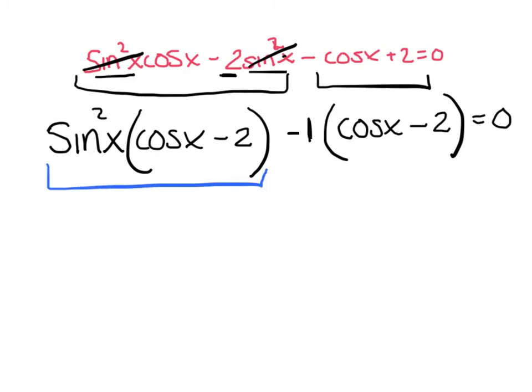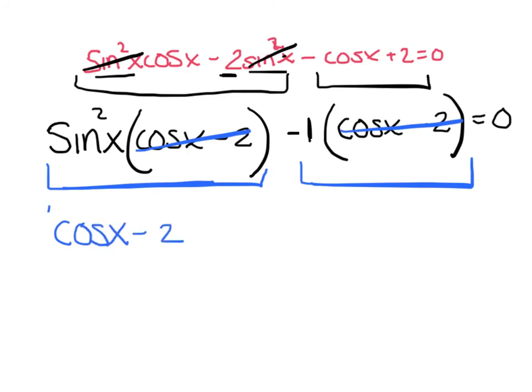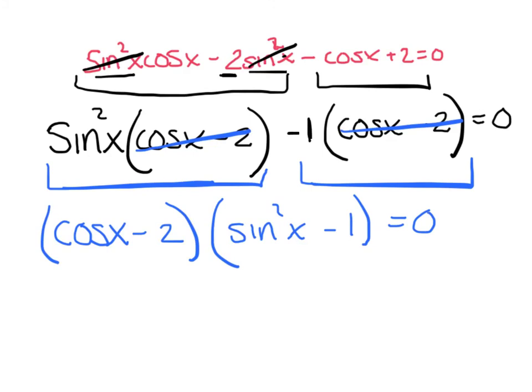Now let's box the left side in and the right side in. What is my third GCF? What does this bracket and this bracket have in common? Hopefully you're saying cos x minus 2. And then the quantity that I would have left would be sine squared x minus 1. Pretty neat to use trig functions.